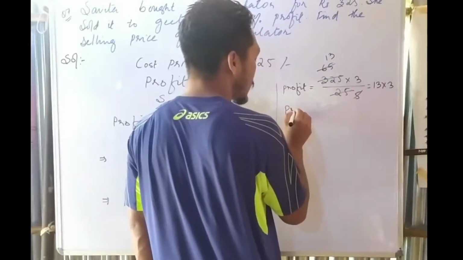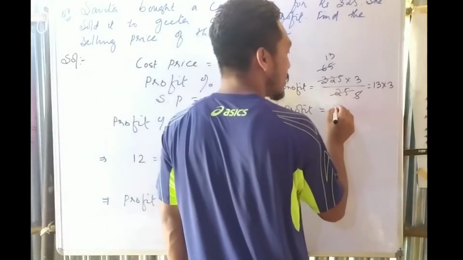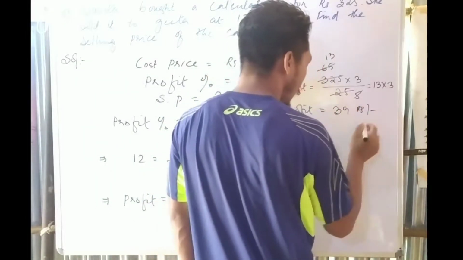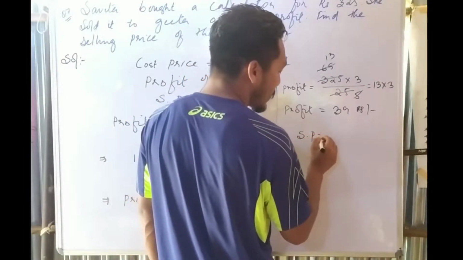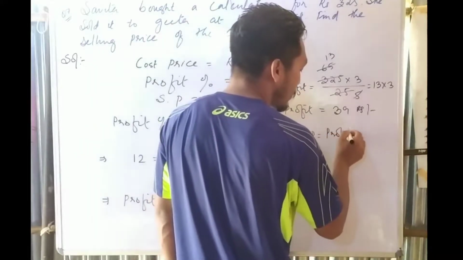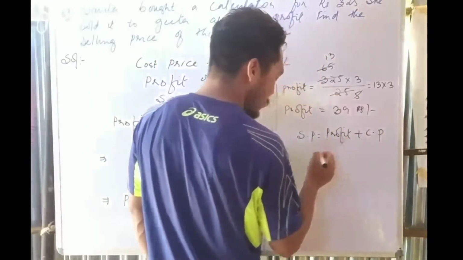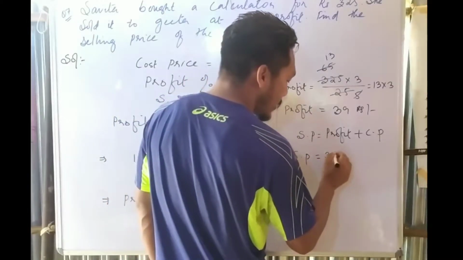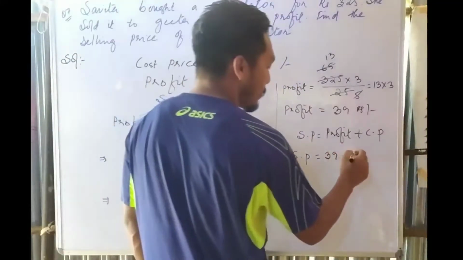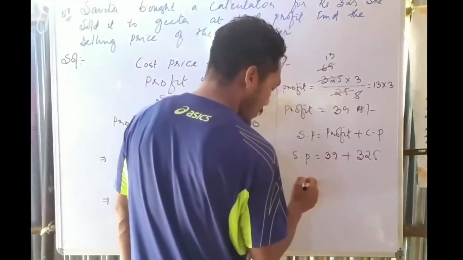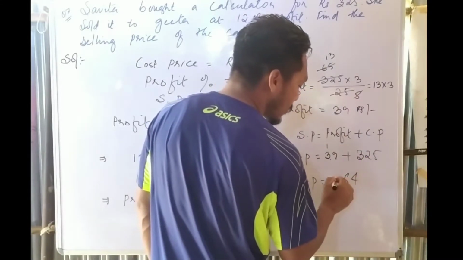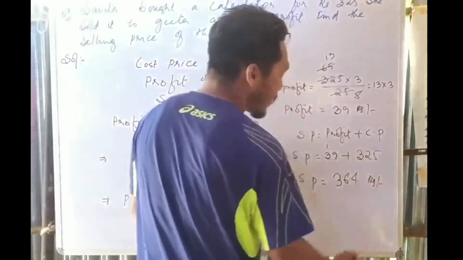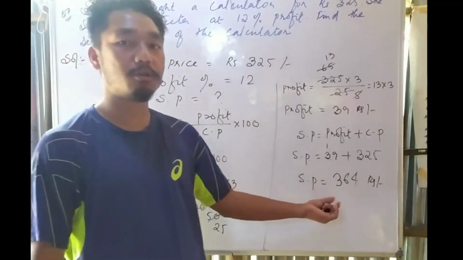That is how much profit you get. You get a profit of 39 rupees. Now with this profit, let's try to find out the SP. We know the selling price will be equal to profit plus CP. So profit is 39, and cost price is 325. Add these numbers. So SP is 364 rupees. The selling price of the calculator is 364 rupees.